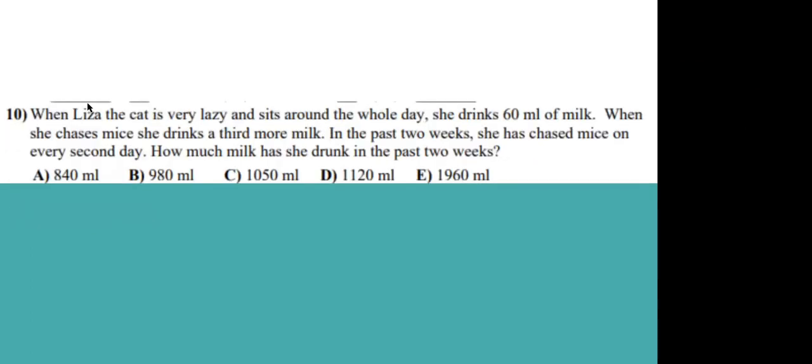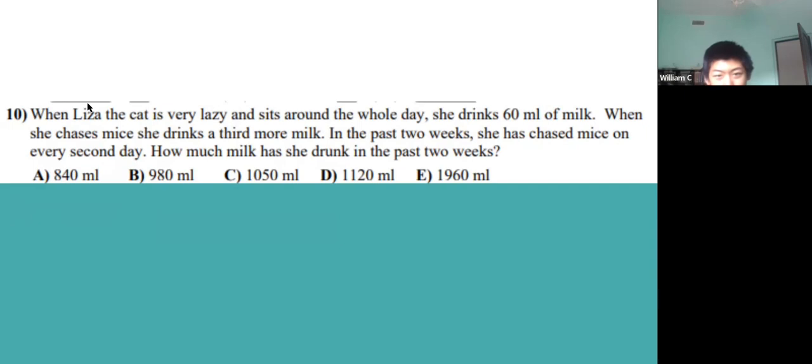Next problem. When Lisa the cat is lazy and sits around the whole day, she drinks 60 milliliters of milk. When she chases mice, she drinks a third more milk. In the past 2 weeks, she's chased mice on every second day. How much milk has she drunk in the past 2 weeks? I'll give you 3 minutes to think about this, and if you have the answer, please type it in the chat.